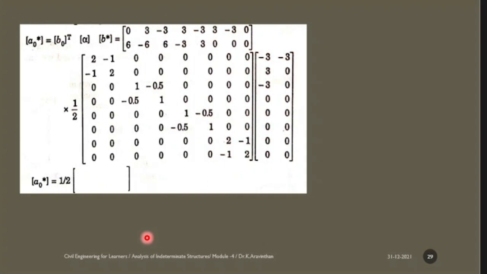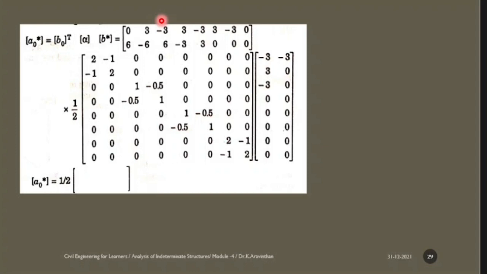Okay. Now find A naught star. What is A naught star? B naught transpose alpha into B star. Now multiply these two values, and by the answer you have to multiply this. In matrix, note that if you multiply in a different order, your answer will not come. Matrix multiplication has a property: A into B will be C, but B into A is not C. These are matrix properties.